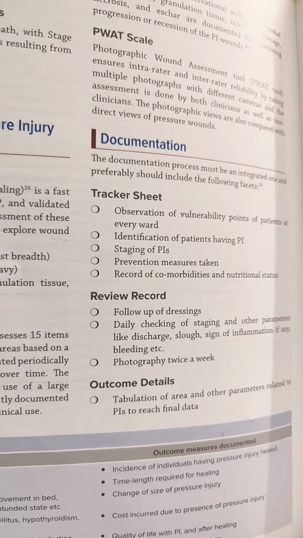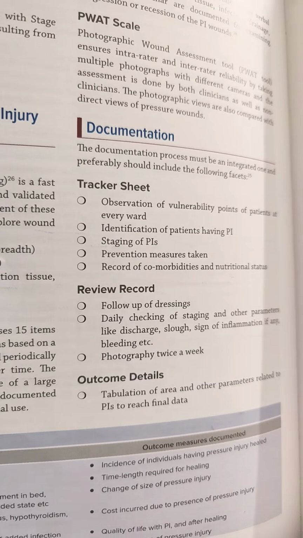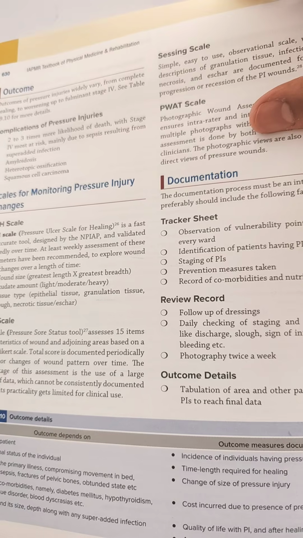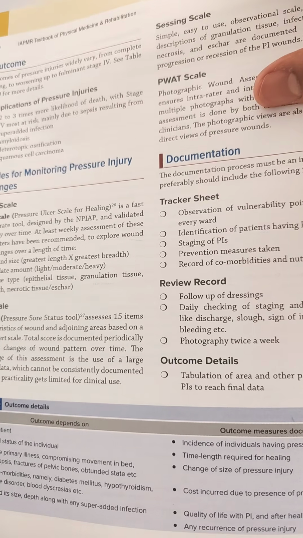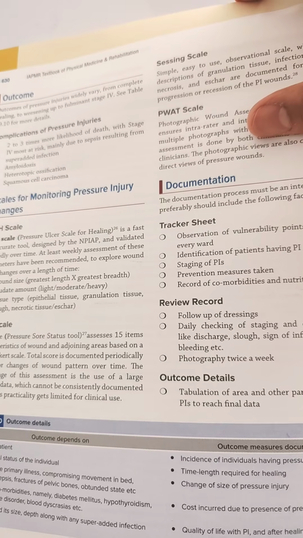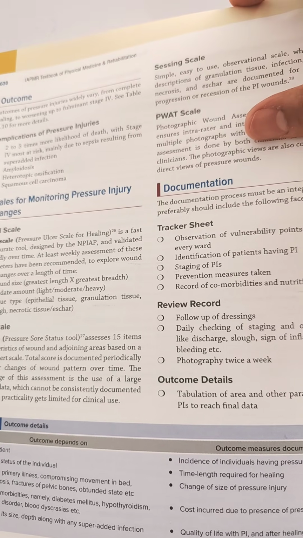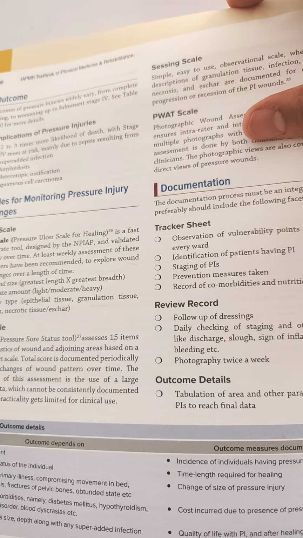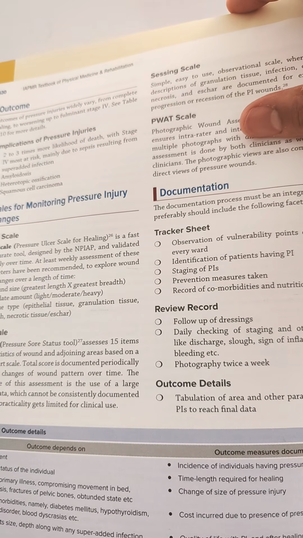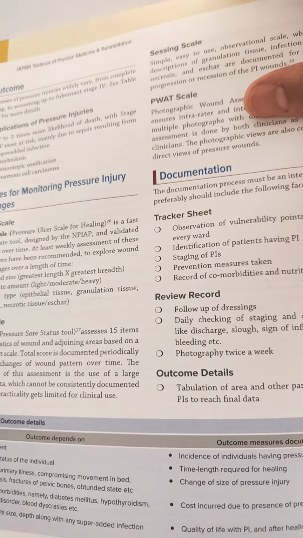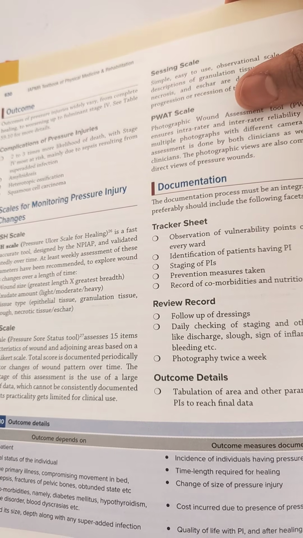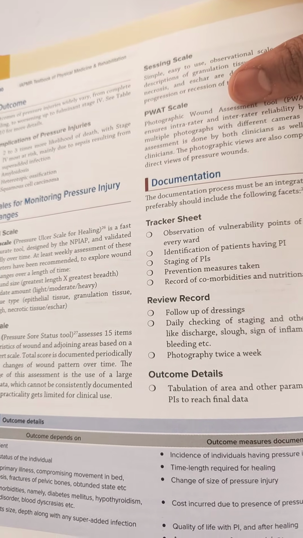a week, and outcome depends on age of patient, constitutional status of the individual, severity of the primary illness, compromising movement in bed, particularly sepsis, fracture of pelvic bone, obtunded state, associated comorbidity, namely diabetes, hypothyroidism, collagen tissue disorder, blood dyscrasia, stage of PI, size, depth, along with any superadded infection.